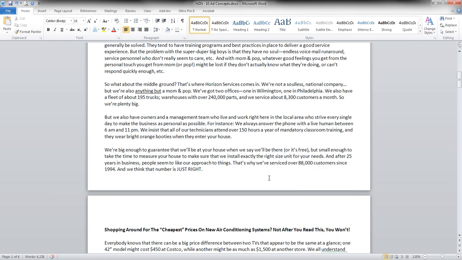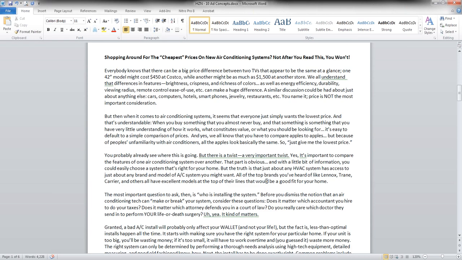All right. Shopping around for the cheapest prices on new air conditioning systems. Not after you read this, you won't. Everybody knows there could be a big price difference between 2 TVs that appear to be the same at a glance. One 42-inch model might cost $450 at Costco, while another might be as much as $1,500 at another store. We all understand that differences in features, brightness, crispness, richness of colors, as well as energy efficiency, durability, viewing radius, remote control, ease of use, etc., can make a huge difference.